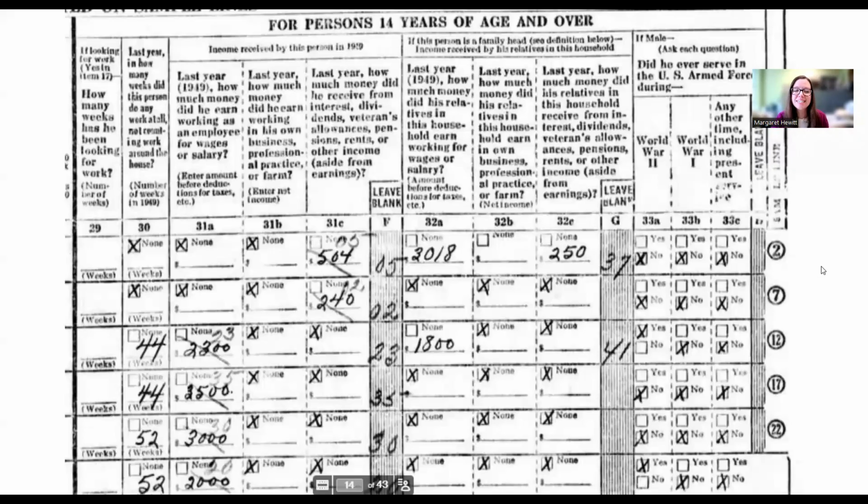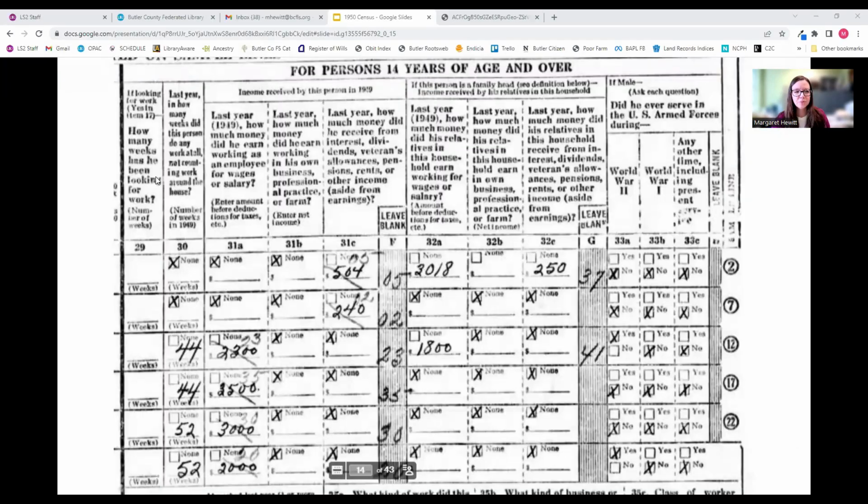For people who were 14 and older, we have some additional work-related questions, some financial questions, and a question about military service. Here we get some questions about employment in greater detail. So if they said they were looking for work last week, they ask how many weeks they'd been looking for work in total. And we asked everyone on the census page how many hours they'd worked in the previous week.